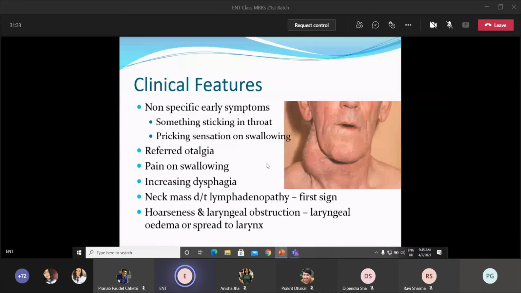Clinical features, early symptoms are non-specific. They will feel like something is sticking in the throat and pricking sensation on swallowing. There will be referred otalgia, pain on swallowing, increasing dysphagia, sometimes neck mass as shown in the picture could be the first sign, and when it involves the larynx, there will be hoarseness and laryngeal edema.